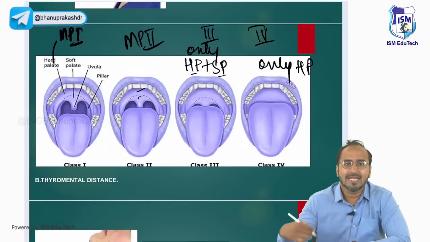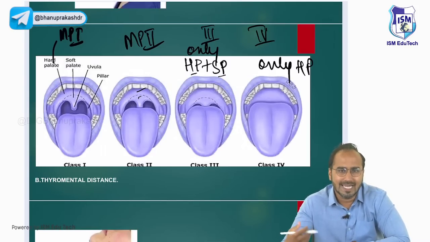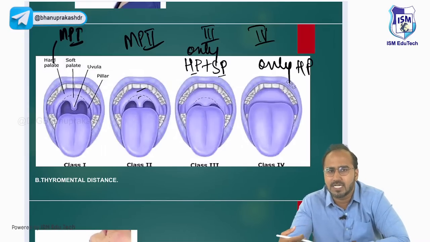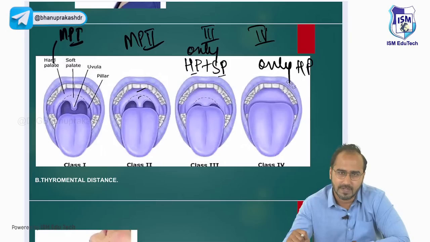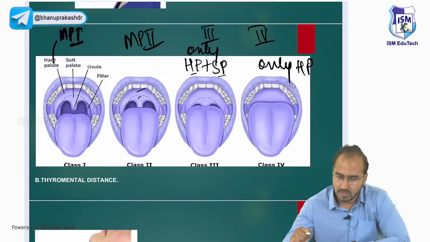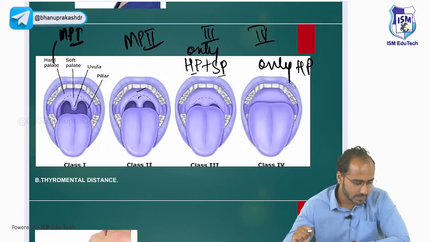Now look at this diagram and tell me, which is the case of easy intubation and which patient is the case of difficult airway? Which is the easy airway and which is the difficult airway? Come on, guys.